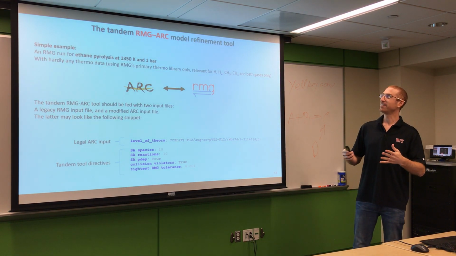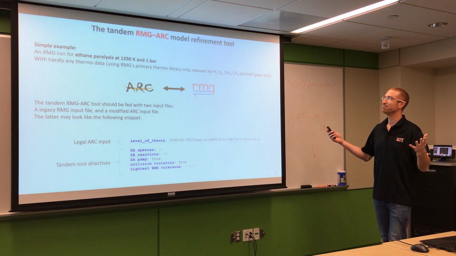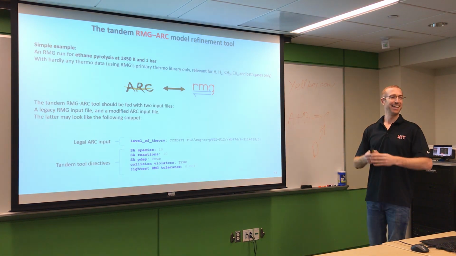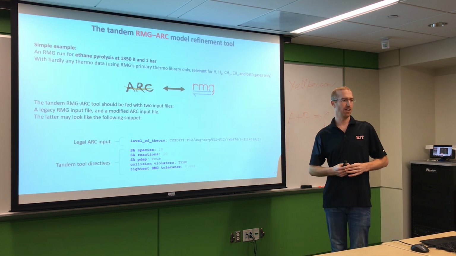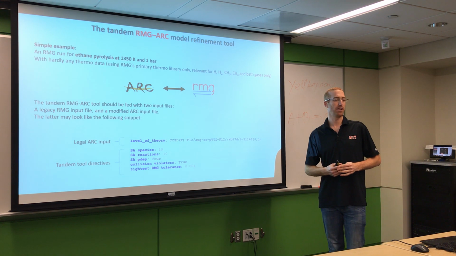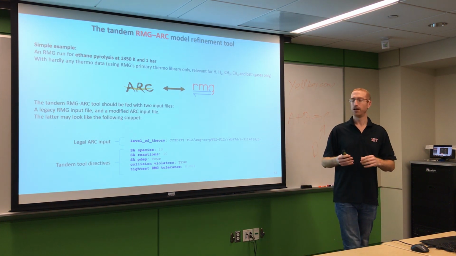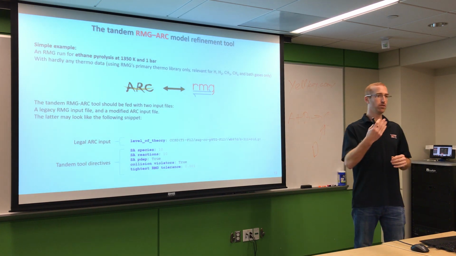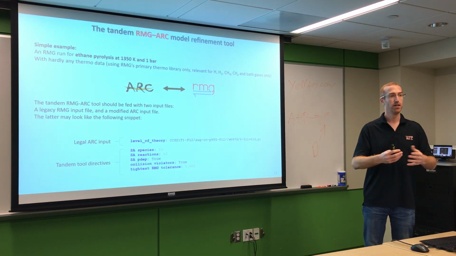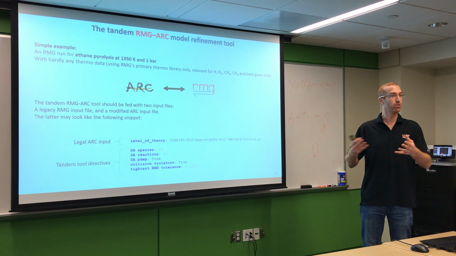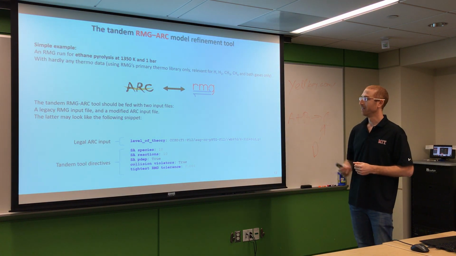Here it is. We call it the Tandem RMG Arc model refinement tool, whatever. It's a branch on RMG. We haven't rebased it on Python 3. It's kind of old, so not that old. Hopefully this year we'll be able to refine it better and be able to run it in tandem.